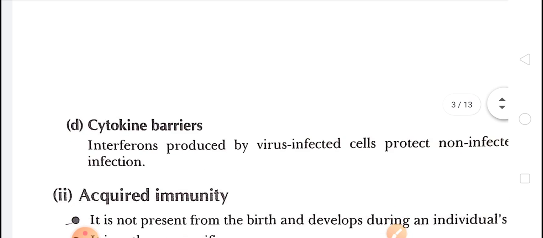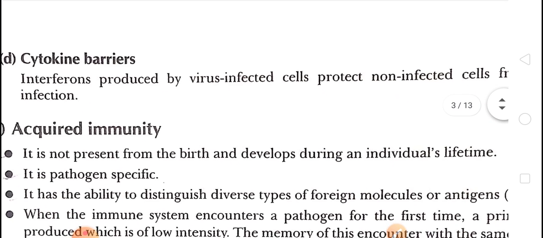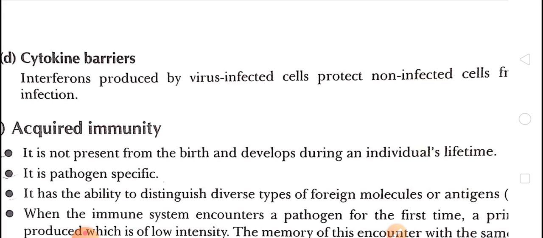The fourth barrier of the innate immunity is cytokines. Cytokine barrier.